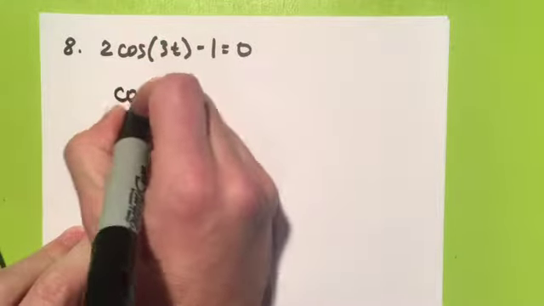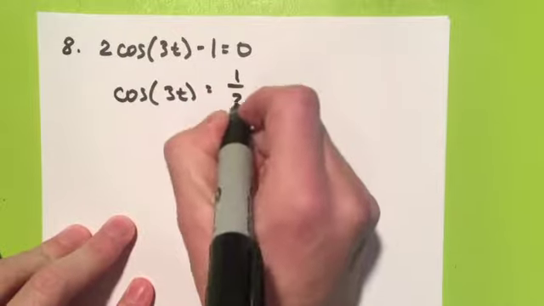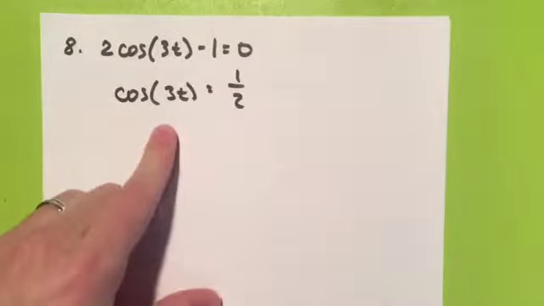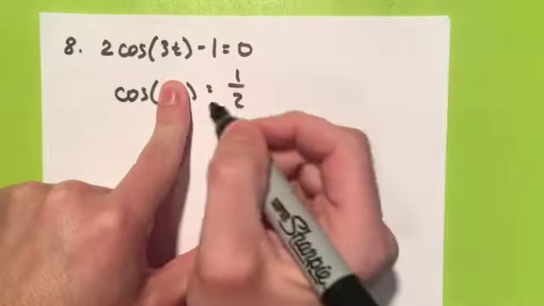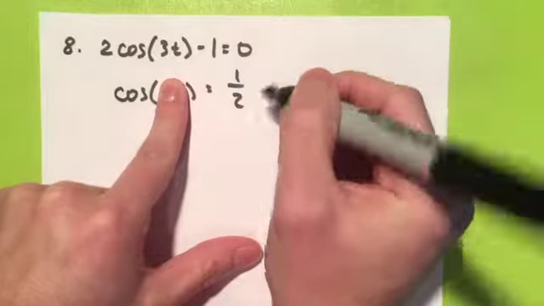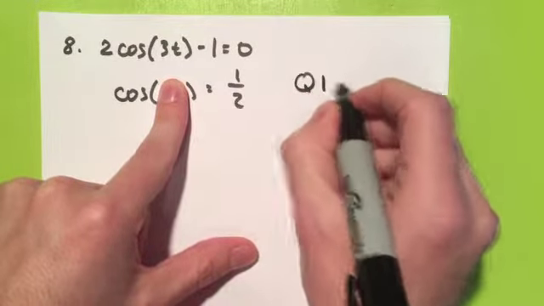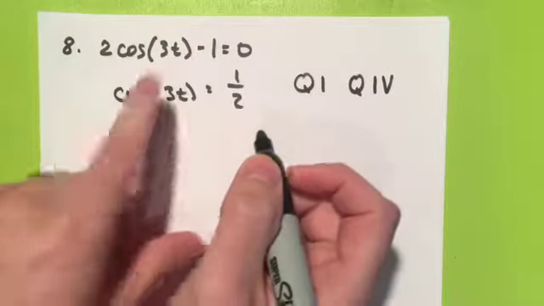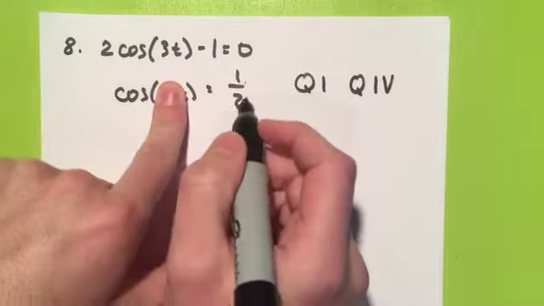We have cosine of 3t equals 1/2. If I add 1, divide by 2. Now here, cosine 3t equals 1/2. We need cosine of some angle equal to 1/2. Well, we know cosine is equal to positive 1/2. That's in quadrant 1. That's in quadrant 4. So what's inside could either be pi over 3 or 5 pi over 3.